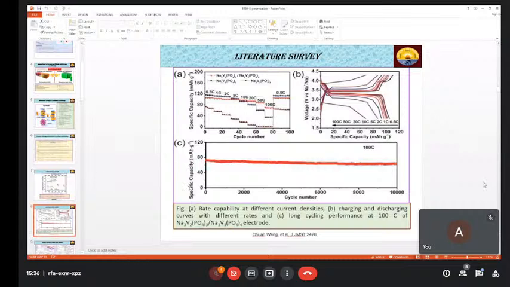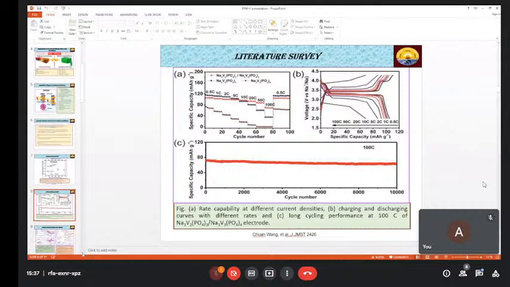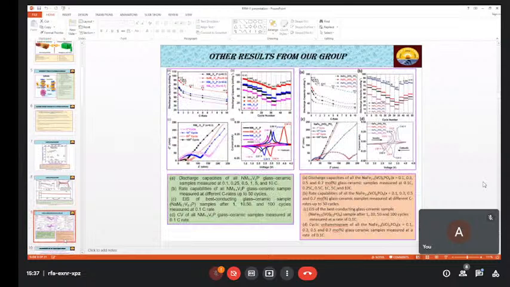From the literature survey, you observe here that the voltage is taken from 2 volts to 4 volts during charging, and discharging is from 4 to 2 volts, up to a particular voltage. The saturation point also appears here, and by varying different C rates, the specific capacity decreases with increasing cycle numbers, and this gives the final efficiency value. This type of graph is also calculated in my work. These are the graphs from our group.